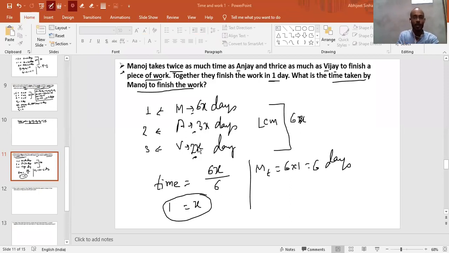That's it, nothing else. You can take x, then obviously it will become 3x, and this will become 1.5 times of x, half of that. So any number you can take according to that, and according to that you will get the answers. So guys, is it clear to you?